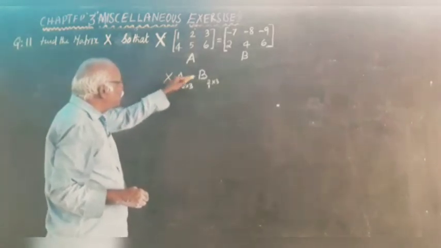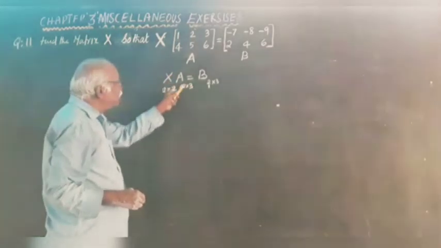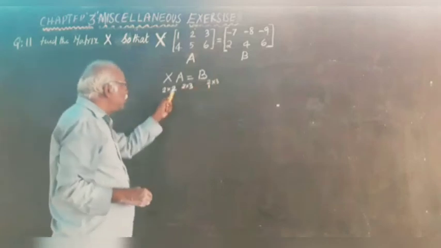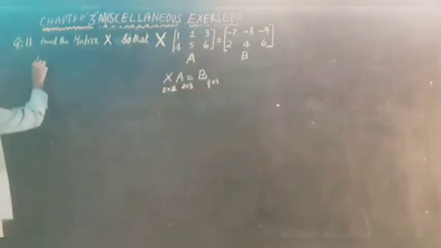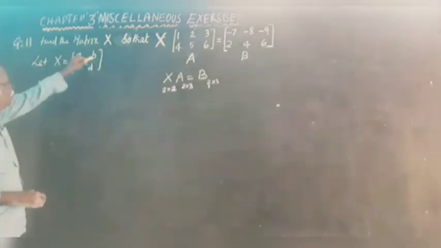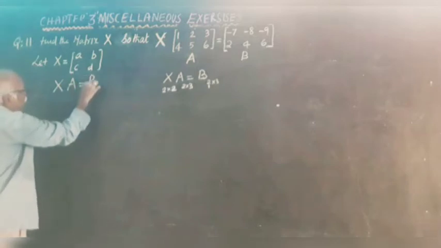Therefore, X into A is equal to B. X is a matrix of order 2 by 2, A is a matrix of order 2 by 3, therefore B is a matrix of order 2 by 3. That we can find. Now, let capital X be equal to the matrix a, b, c, d. Assume that. Now, given X into A is equal to B.